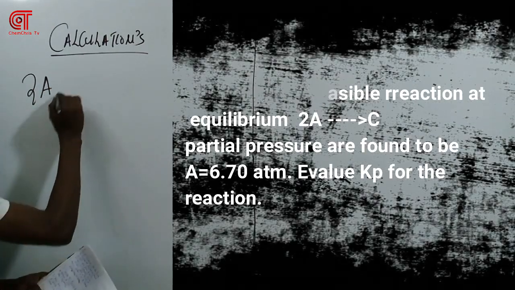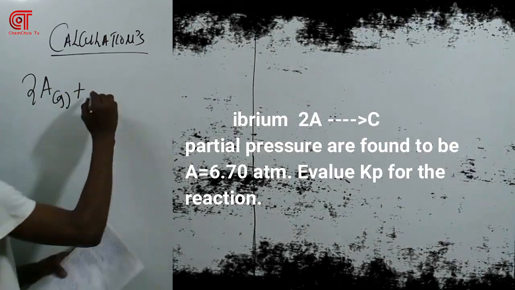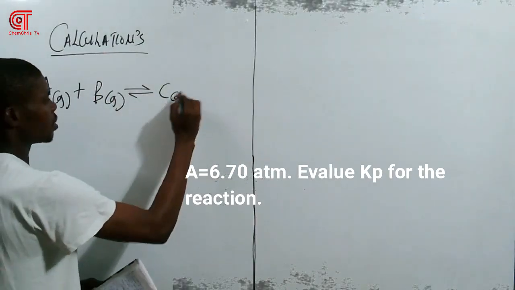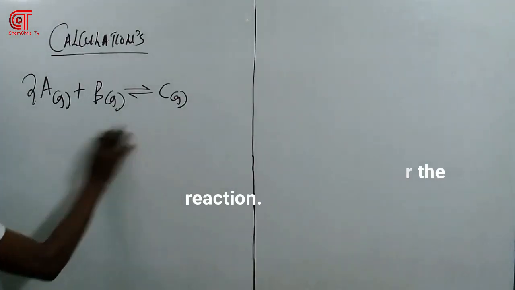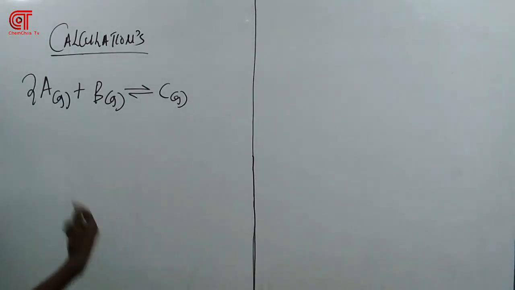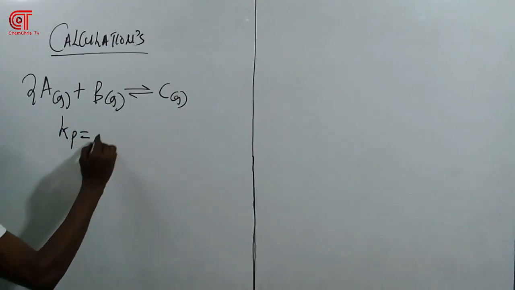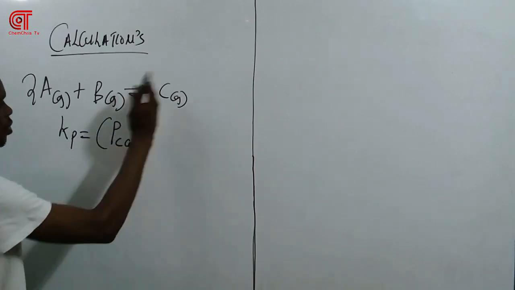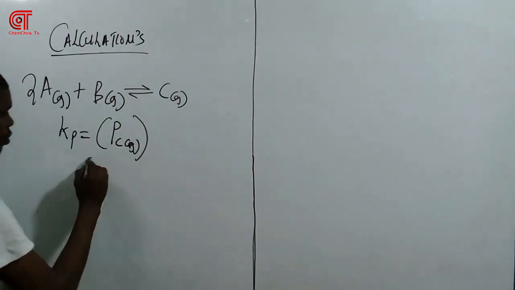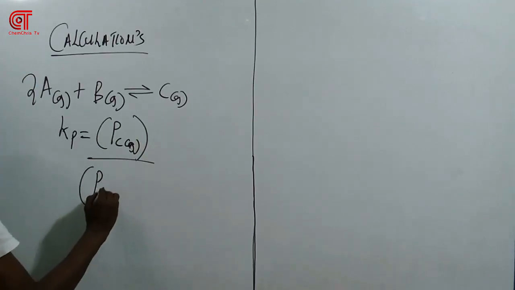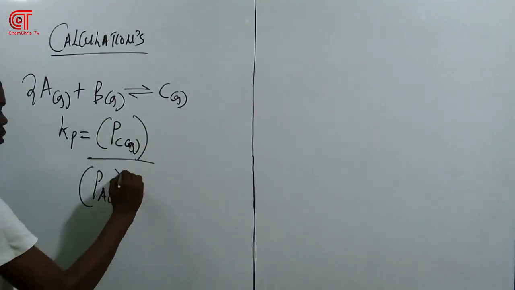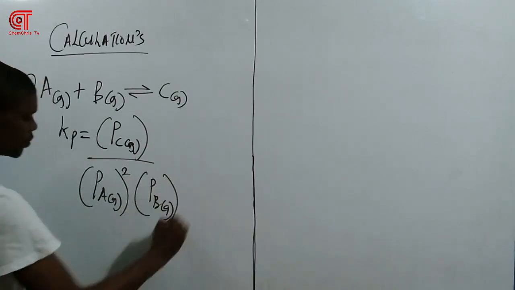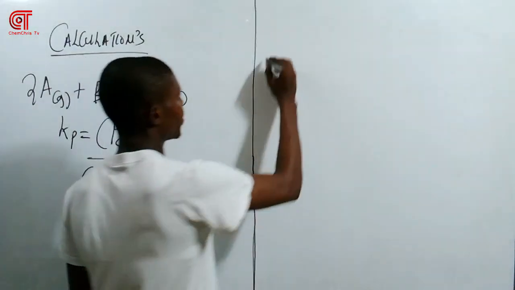2A gas plus B gas gives C gas. If you want to write the Kp, especially because we're talking about Kp, Kp is equal to the pressure for C. It's not raised by anything, right? Over the partial pressure for A, which is squared, then the partial pressure for B.